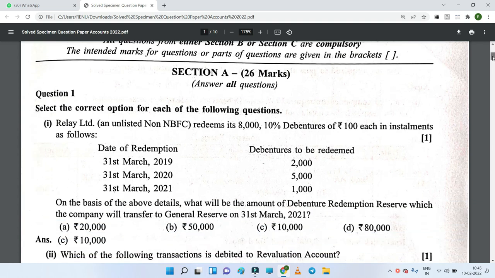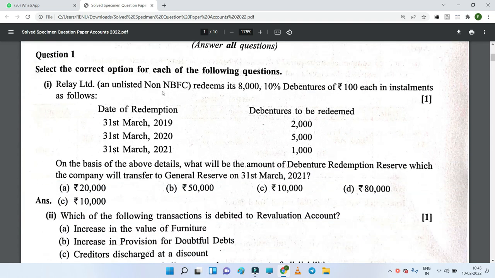Here the first sum says that Relay Limited, an unlisted non-NBFC company, redeems its 8,000 debentures at the rate of ₹100 each. That means 8 lakh. Now out of 8 lakh, the amount of DRR for 1,000 debentures which got redeemed on 31st March 2021 was 1,000 into ₹100, which is 1 lakh, and 10% of 1 lakh will be 10,000. So this 10,000 will only be transferred to General Reserve on 31st March 2021.